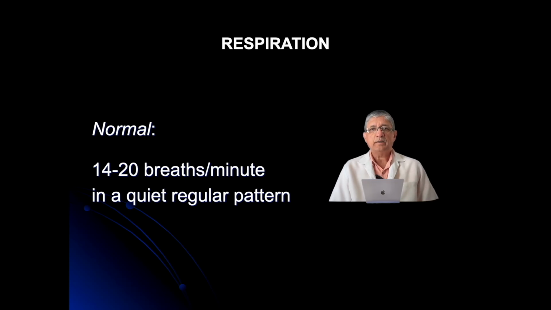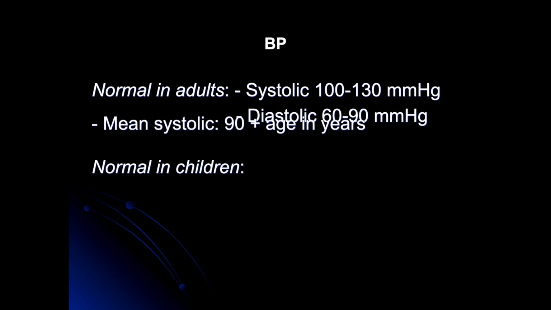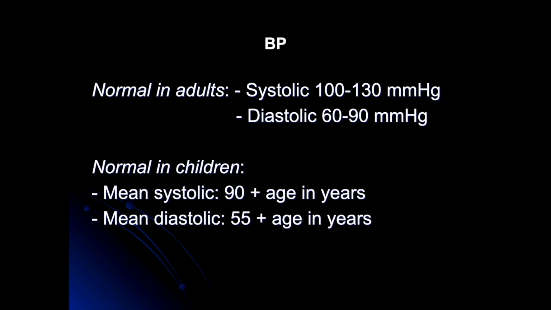An occasional sigh like this is considered normal. In adults, normal systolic blood pressure is between 100 and 130 millimeters of mercury, and normal diastolic is between 60 and 90 millimeters of mercury. In children, the mean systolic is 90 plus age in years, and the mean diastolic is 55 plus age in years.